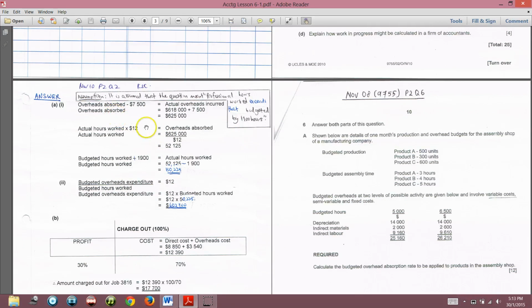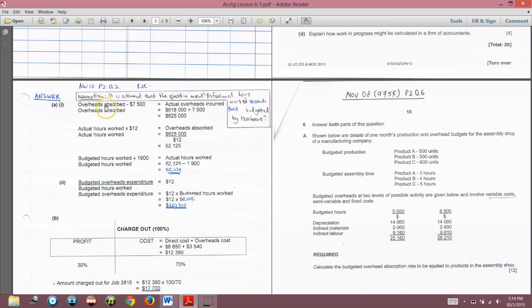So they are saying that overhead over absorbed was 7,005. Okay. So that means overhead is over absorbed, which means the overhead absorbed is more. It is actually absorbed too much. That's why it's called overhead over absorbed. The question did give you that the actual overhead is $618.